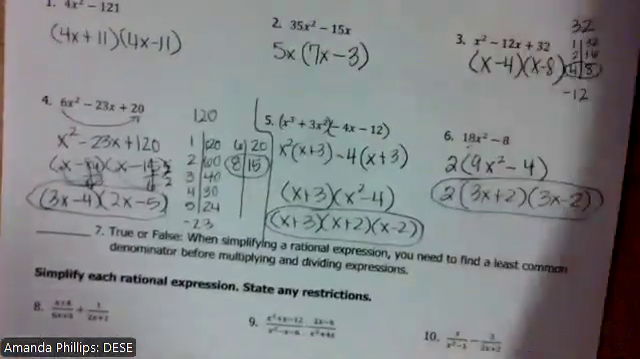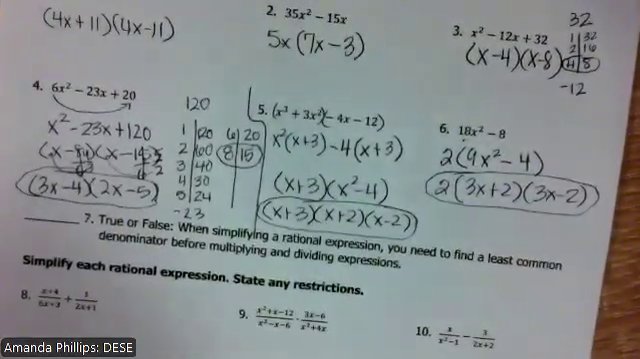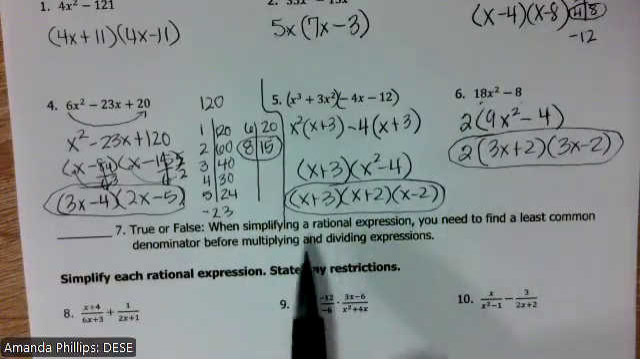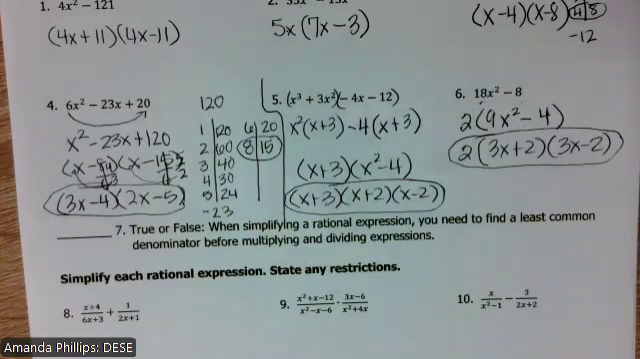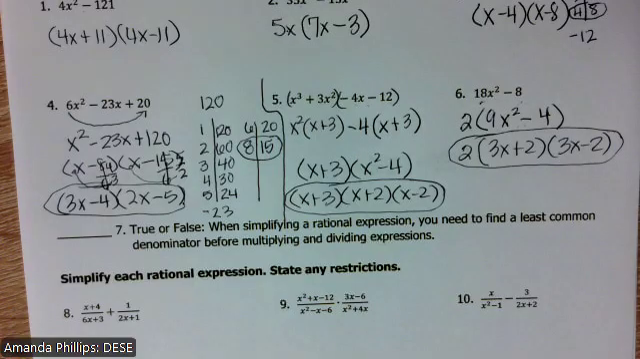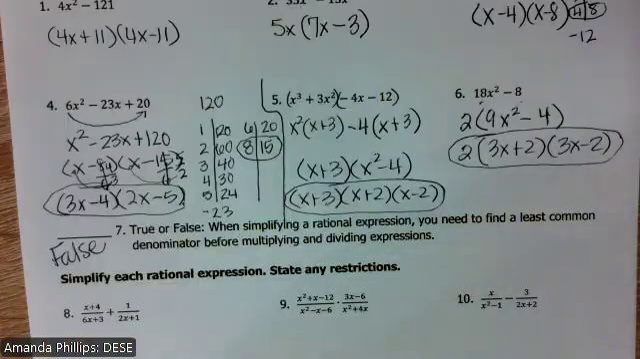All right, number 7, true or false. When simplifying a rational expression, you need to find a least common denominator before multiplying and dividing. Guys, don't overthink this. When you multiply and divide expressions, think about what you do with regular old fractions that we worked on since 5th, 6th grade. Do we need a common denominator when we are multiplying or dividing? No, we do not need a common denominator. So this one would be false. We need a least common denominator when we add or subtract, not when we multiply or divide.